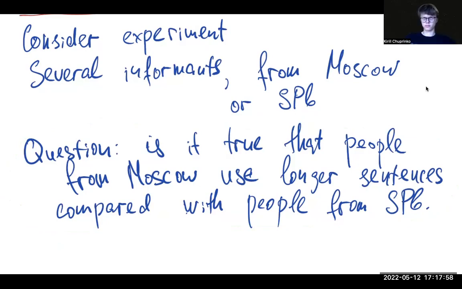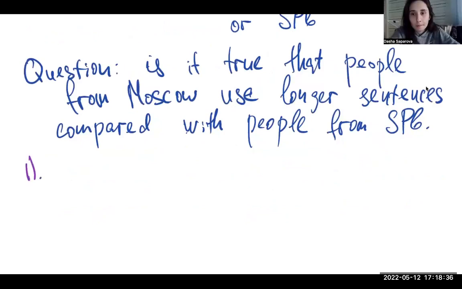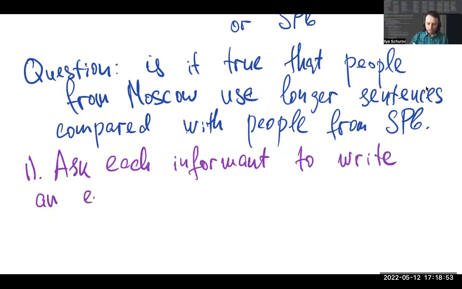For example, we have some prompt, and we just ask people to write a short text, a short essay, for example, with the same prompt to be sure that this is not a prompt-specific feature. Probably there are several prompts that are given to each informant. So let us begin. We ask each informant to write an essay on a particular topic.